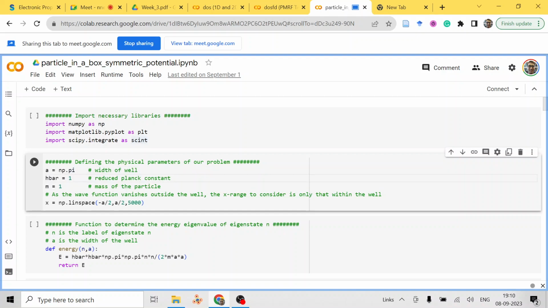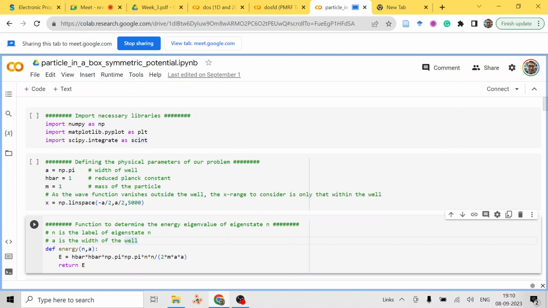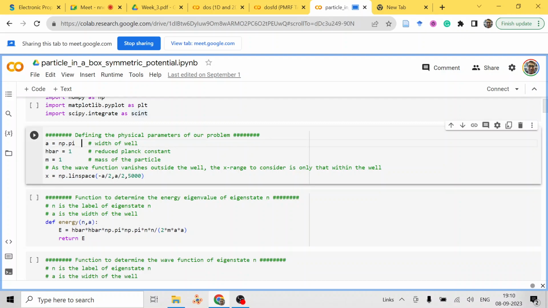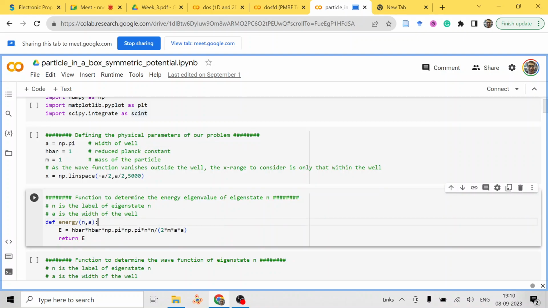And then we have our reduced Planck constant h bar, which I am going to take as 1. The mass of the particle I have also taken as 1, and the wave function is zero outside the well. So we are taking the x range values from minus a by 2 to a by 2, and I am taking 5000 values in this range. You can change the value of a and see how the answers will change.